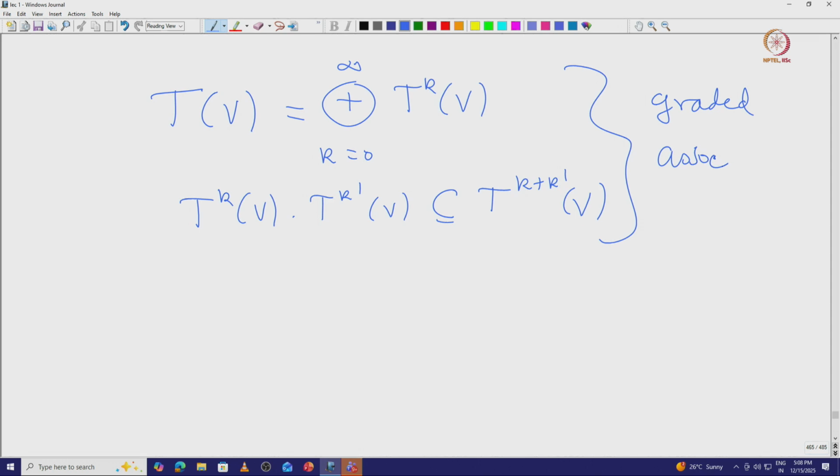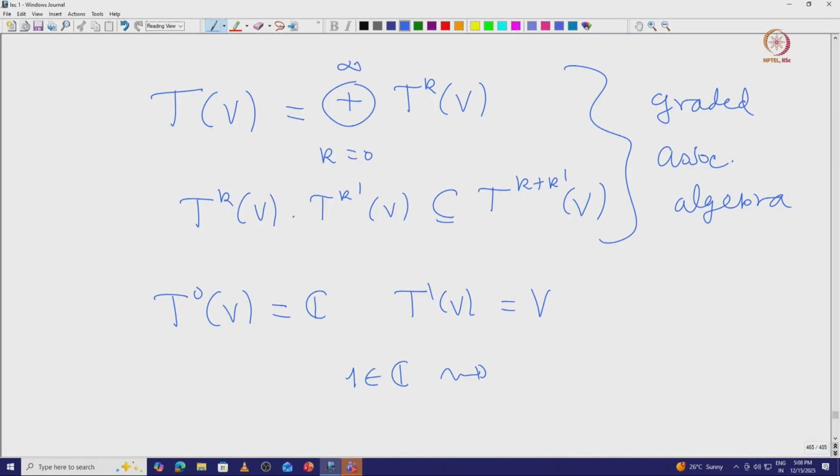associative algebra. And if you think about it, it is not difficult to see that T^0 V can be identified with the complex numbers, and T^1 V is exactly identified with the vector space V. The 1 in the complex numbers is going to be the unit element in T(V). So, this is the unit element in T(V). That means T(V) is unital. So, this is indeed a unital graded associative algebra.